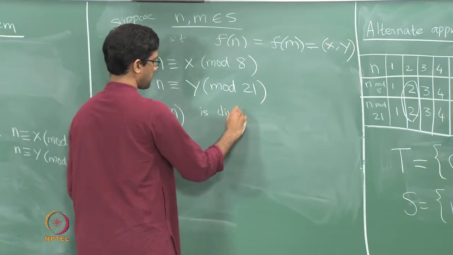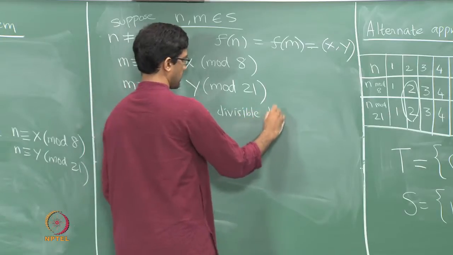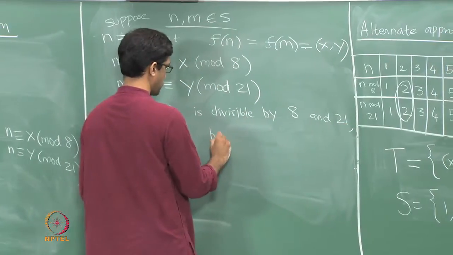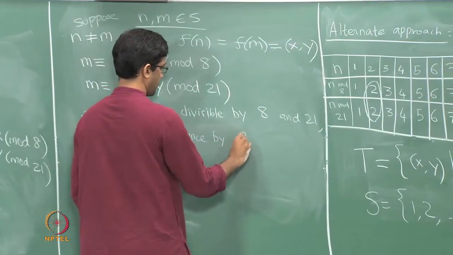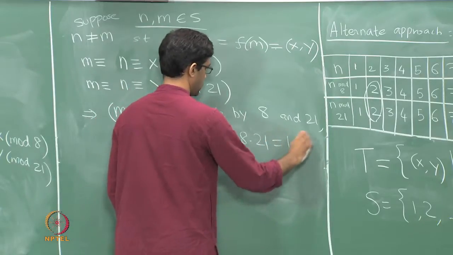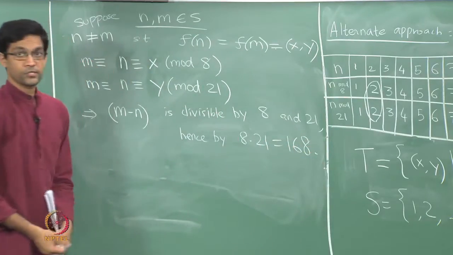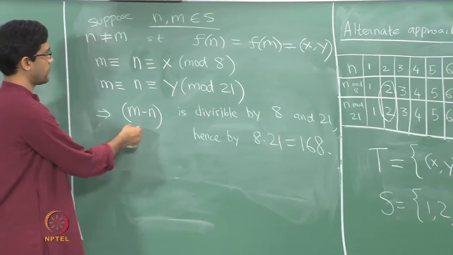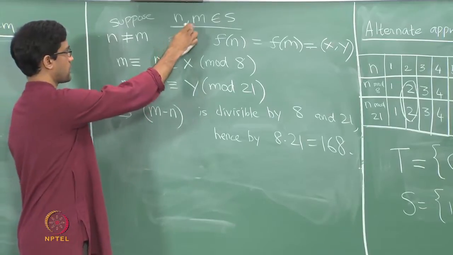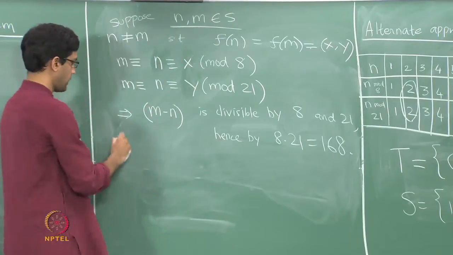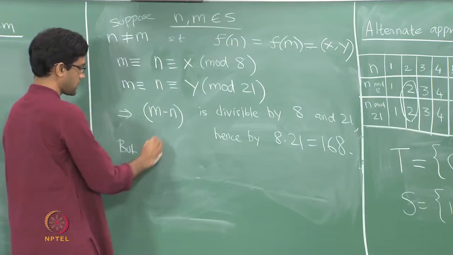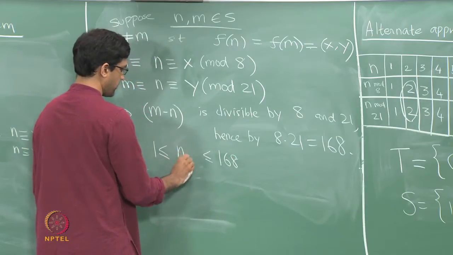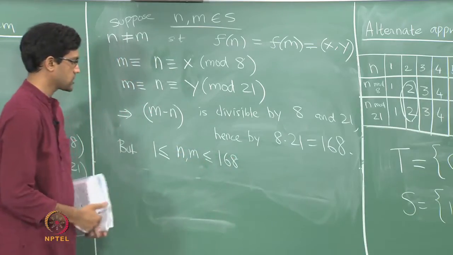So this is divisible by 8 and 21, hence by their product, which is 168. Okay, so we conclude that m and n must in fact differ by a multiple of 168, but observe that cannot happen because n and m to start with were elements of S. Elements of S just means that they are numbers between 1 and 168. So n is a number between 1 and 168, m is a number between 1 and 168.